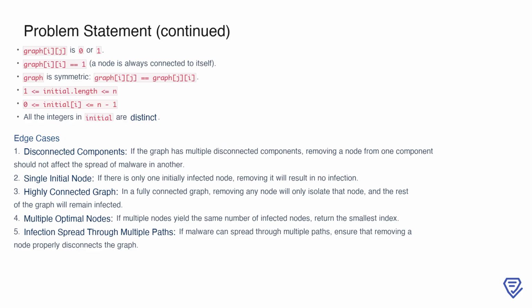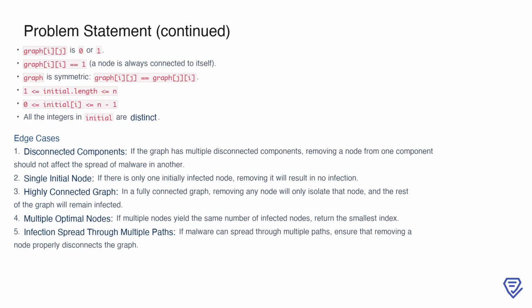The graph is always symmetric, meaning the connection between two nodes is bidirectional. Each node is connected to itself, and all integers in the initial list are distinct. Key edge cases include disconnected components, where removing a node from one component does not affect others. If there is only one initially infected node, simply removing it will stop the spread entirely. For highly connected graphs, removing any single node will only isolate that node while the rest remain infected. Finally, if multiple nodes yield the same minimized spread, the smallest index must be chosen.